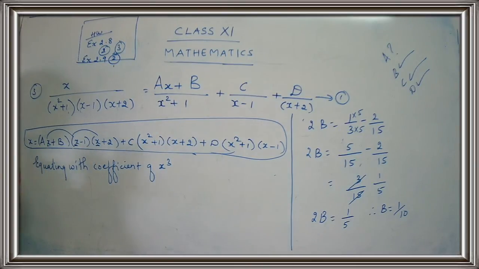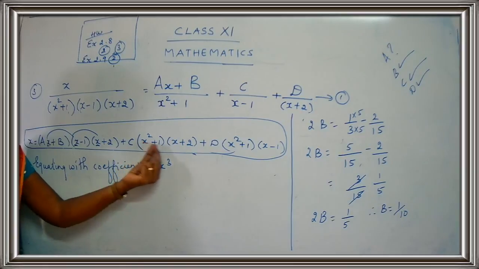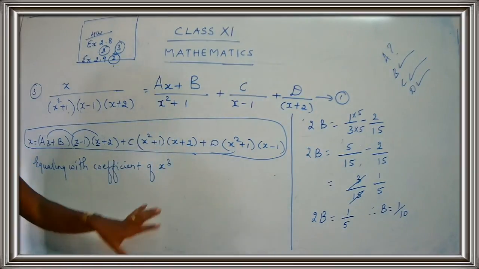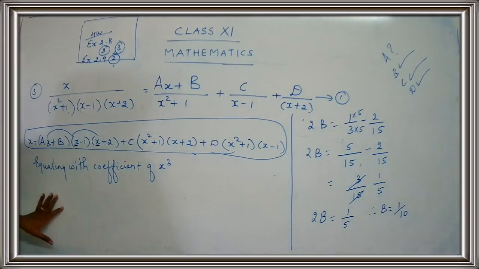Listen carefully. Ax plus b, x minus 1, x plus 2. Just take the x value. x into x into x, x cube. So we get x cube here. x square into x, x cube. So what are you going to do? We are going to equate. Write down, equating with coefficient of x cube.